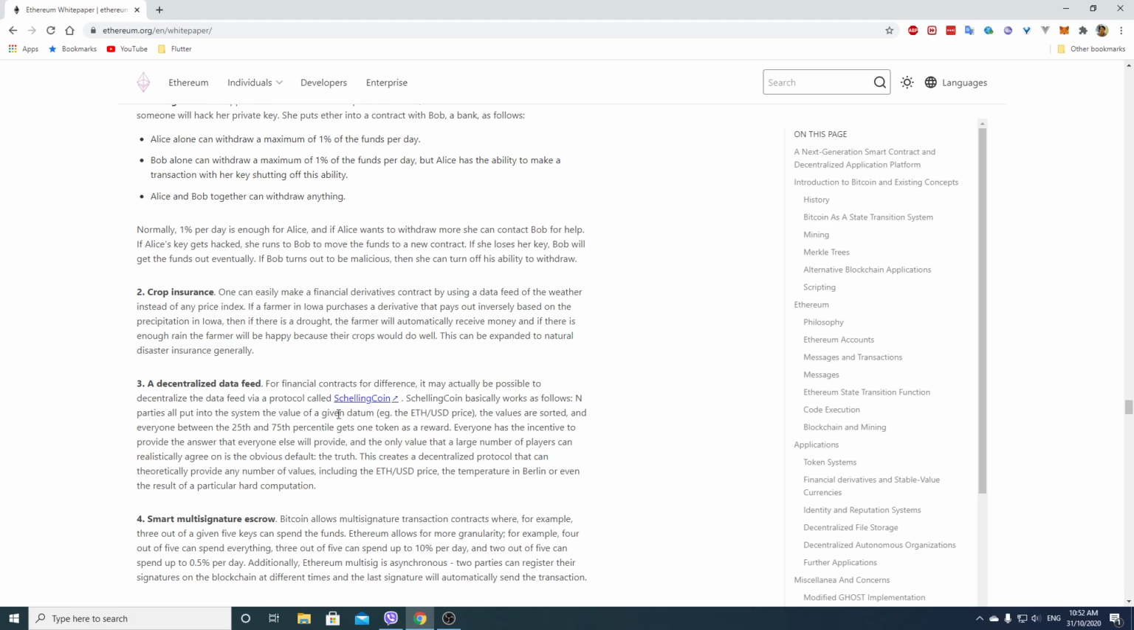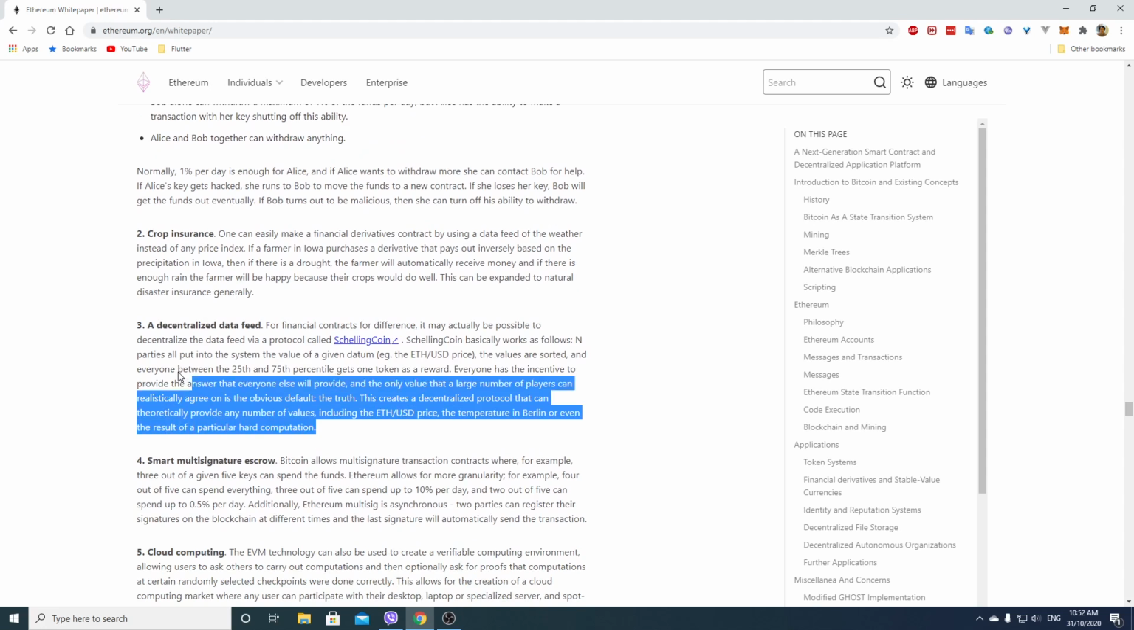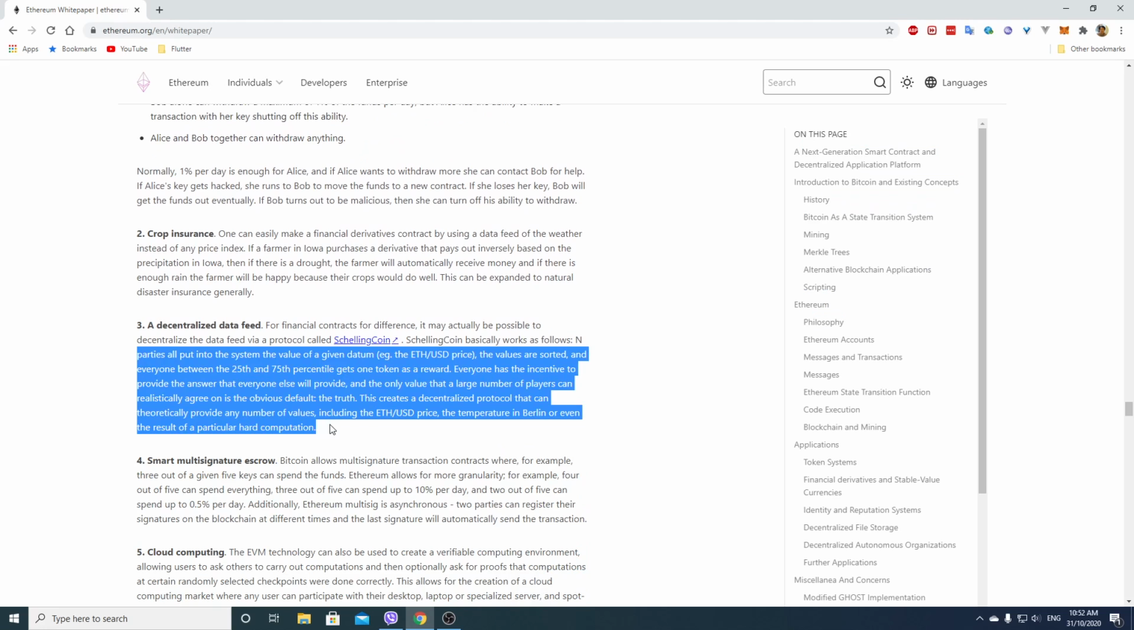Okay, so basically you all suggest what you think the price of ETH/USD is, and if you are in the center, between the 25th and 75th percentile, just around the median, then you get rewarded. Everyone has the incentive to provide the answer that everyone else will provide. This creates a decentralized protocol that can theoretically provide any number of values. I think people don't do that because all of this would have to be stored in the storage.